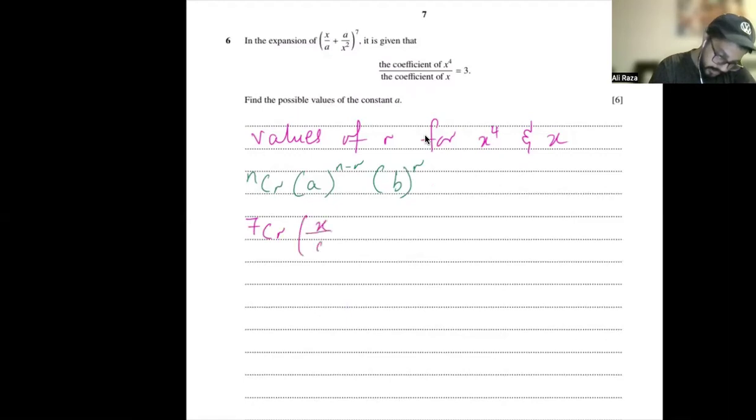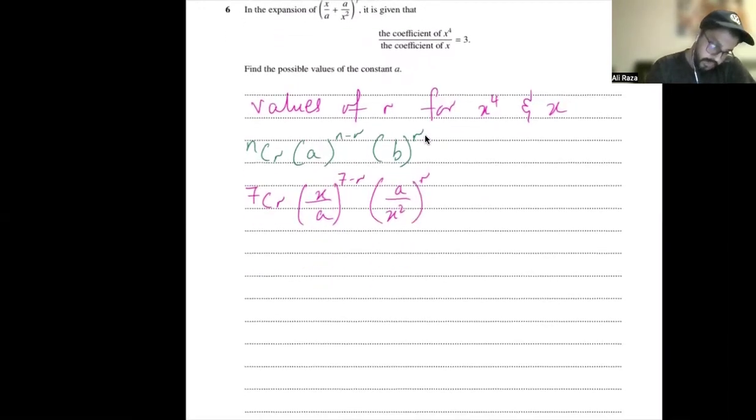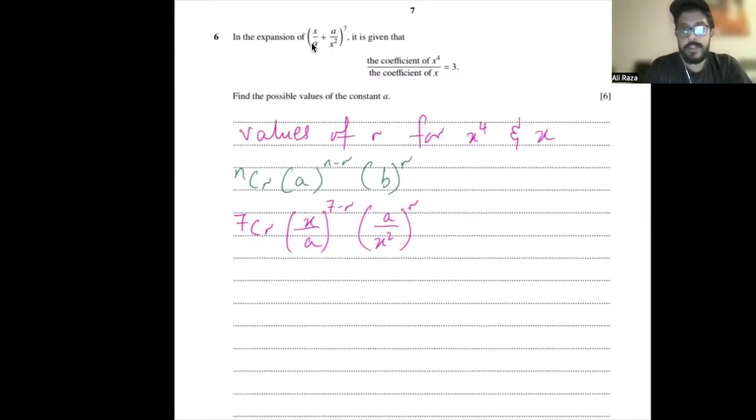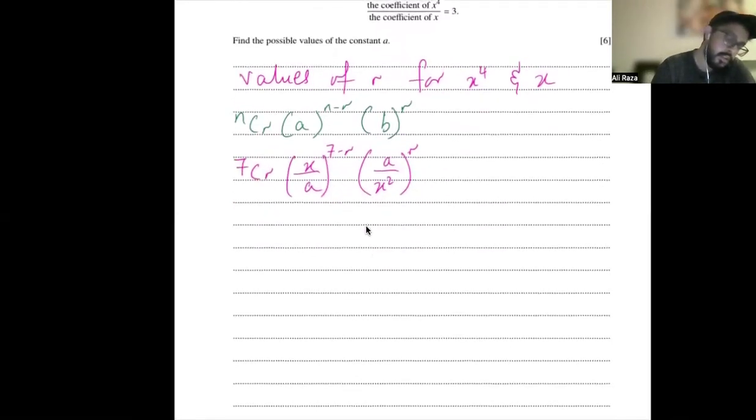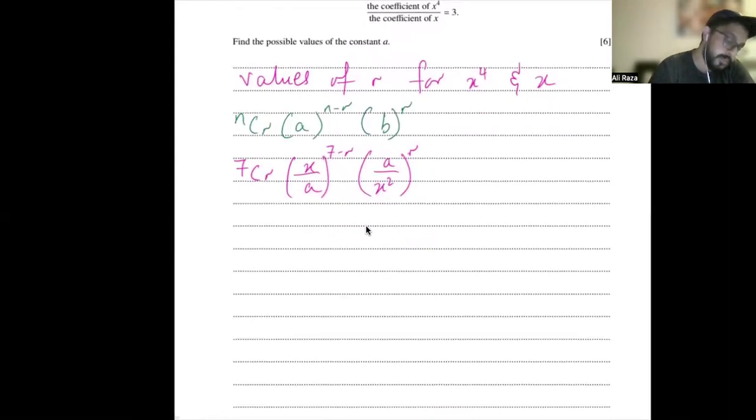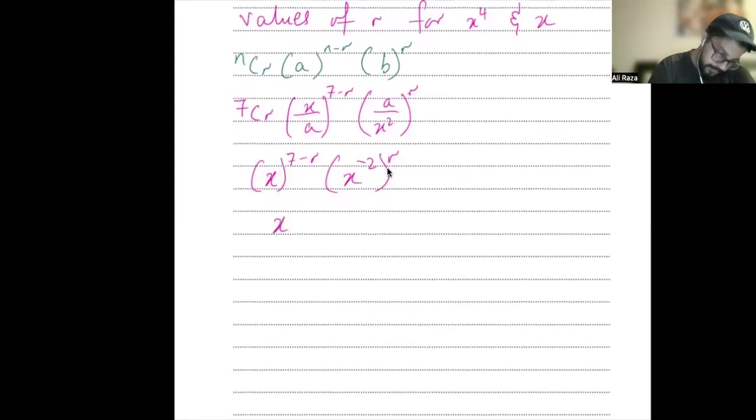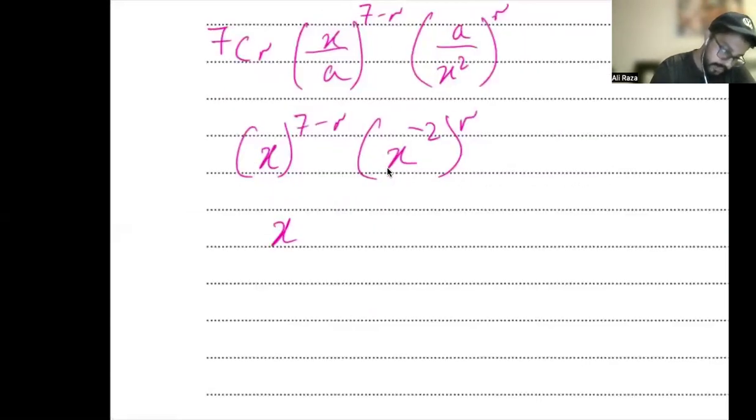In this case, this comes out to be x over a power 7 minus r and a over x squared power r. Now the value of a over here is a constant, and in this step for now, I'll be ignoring the constants and any coefficients, and we'll just be dealing with the variables. X power 7 minus r, and I bring this x squared in the numerator, so the power becomes x power minus 2 multiplied by the power r. This can be simplified when we add the powers, so 7 minus 3r.